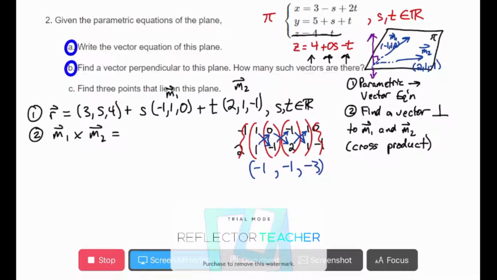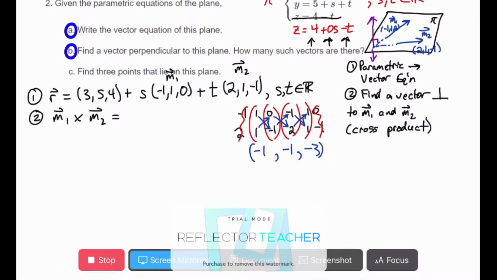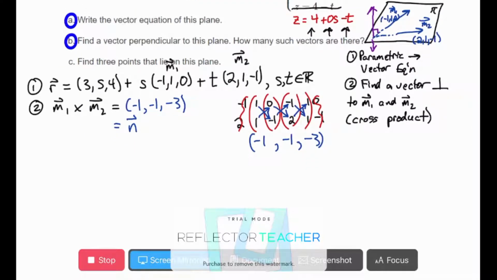So the cross product here, remember, the cross product is a vector. It is a vector that is perpendicular to each of the vectors we are considering. So my cross product here is negative 1, comma negative 1, comma negative 3. And I'm going to indicate here, is this equal to n? We have talked about n before. Do you remember what it represents? N represents the normal vector. Normal means perpendicular. And that's exactly what we want here. We want the vector perpendicular to the plane. We want the normal vector.